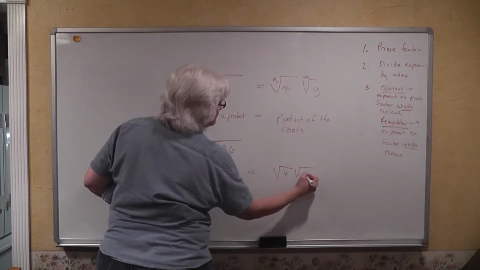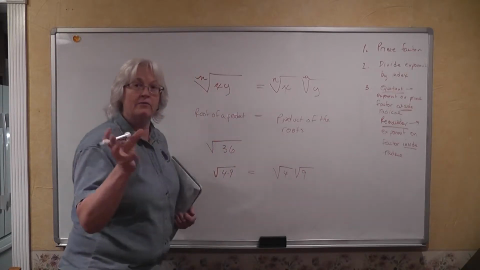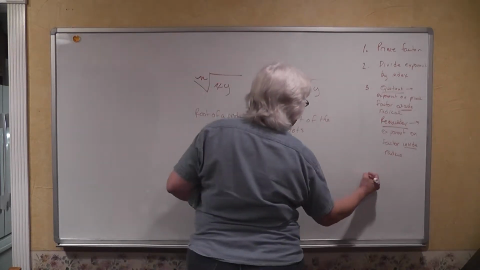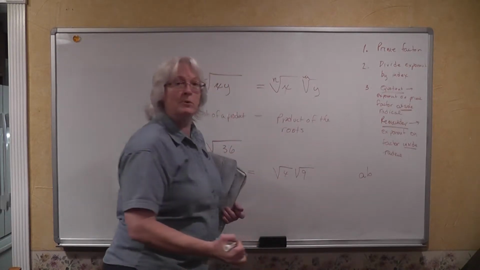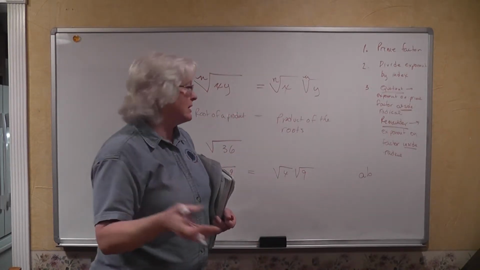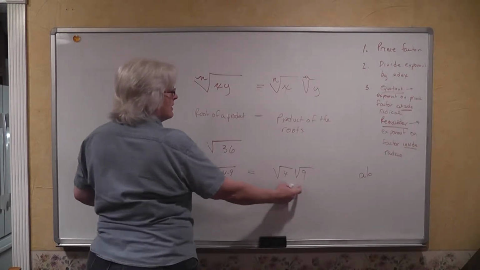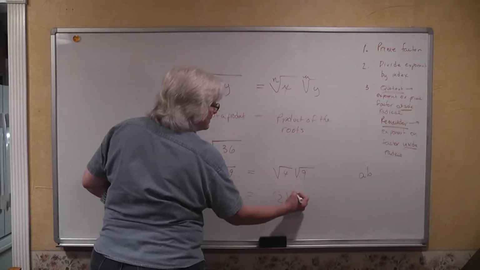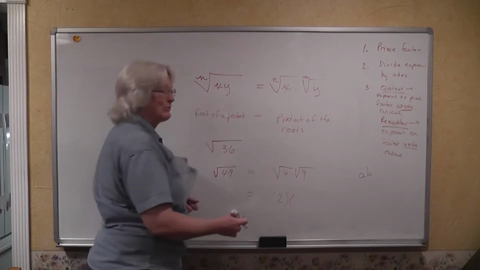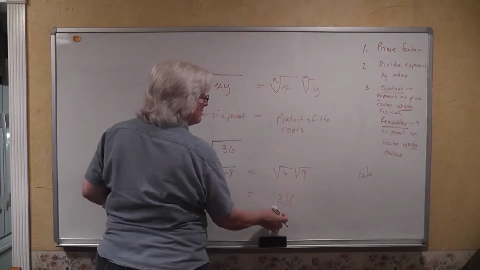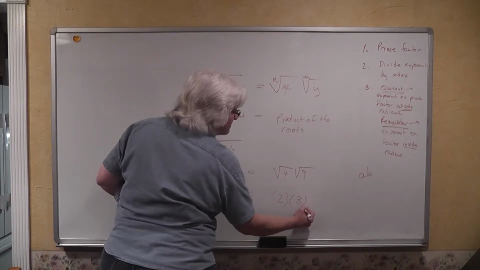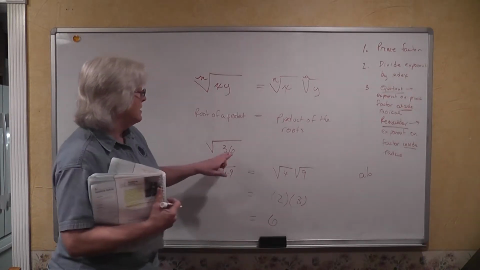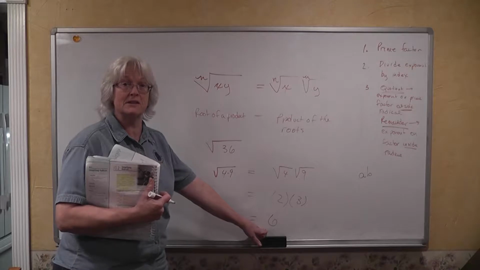When you have radical symbols bumped up right against each other, remember that indicates multiplication, just as when you have variables bumped up against one another, that means a times b. This means the square root of 4 times the square root of 9. And what is the square root of 4? That's 2. The square root of 9 is 3. And 2 times 3 is in fact equal to 6, which is what we knew. The square root of 36 is 6.